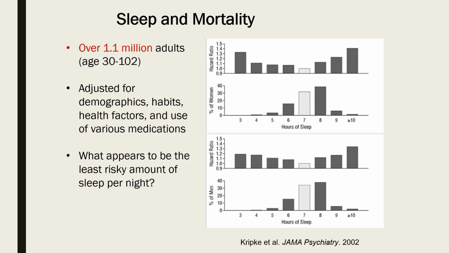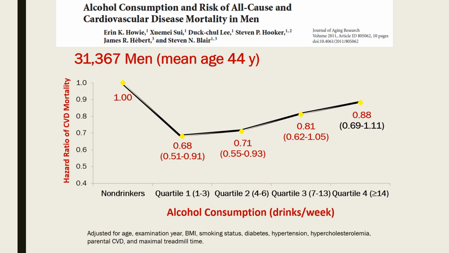Now, let's look at sleep and mortality. This study examined over 1.1 million adults aged 30 to 102. What is the optimal amount of sleep per night? 7 hours of sleep per night was associated with the lowest mortality. Interestingly, people who sleep 8 hours per night form the largest group, followed by those who sleep 7 hours. Short sleepers may have sleep disorders, while long sleepers of 9 to 10 hours may have depression or other health issues. Finally, let's consider alcohol consumption and mortality.